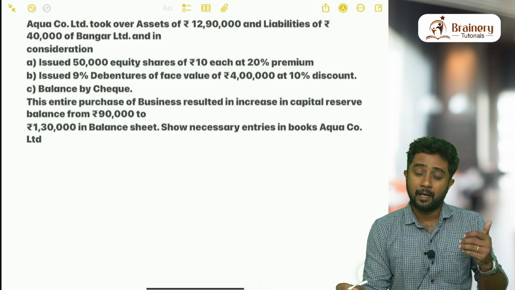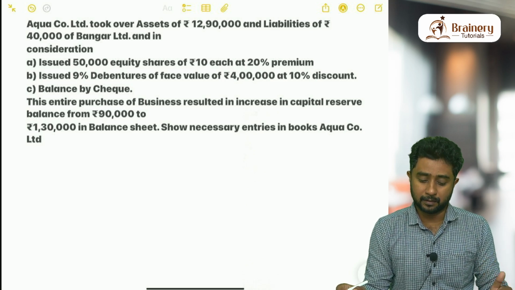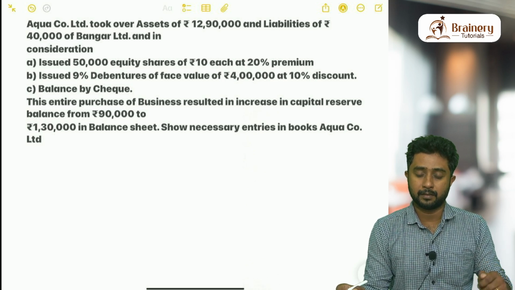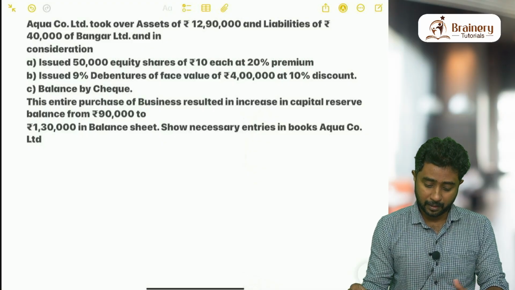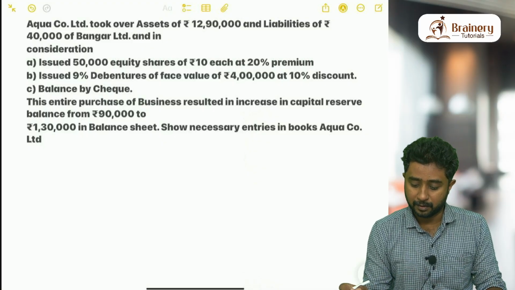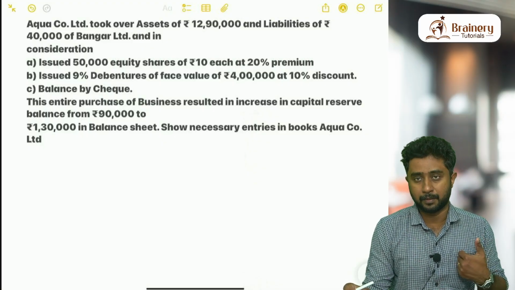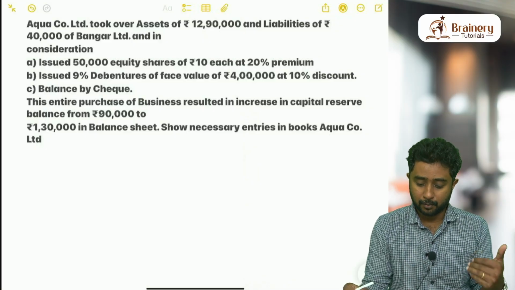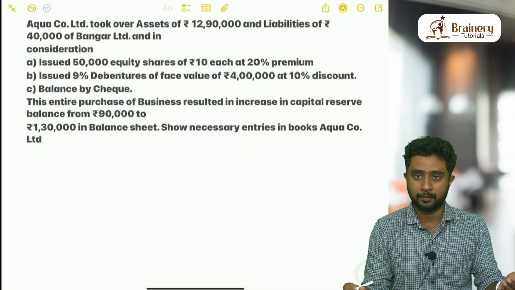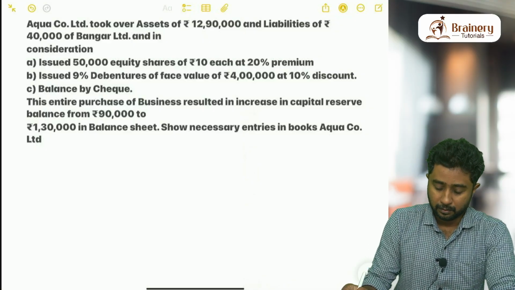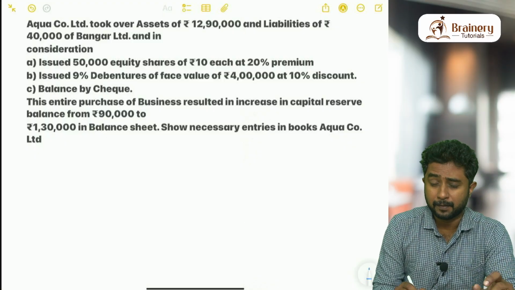And they are not saying anything about the purchase consideration either. Purchase consideration is required to pass the entry. Anyway, the question is: show the necessary journal entries in the books of Aqua Company, which is the purchaser. That means our company is Aqua Company Limited, for which we are recording the transactions. So first let's see what is missing and how to find it.